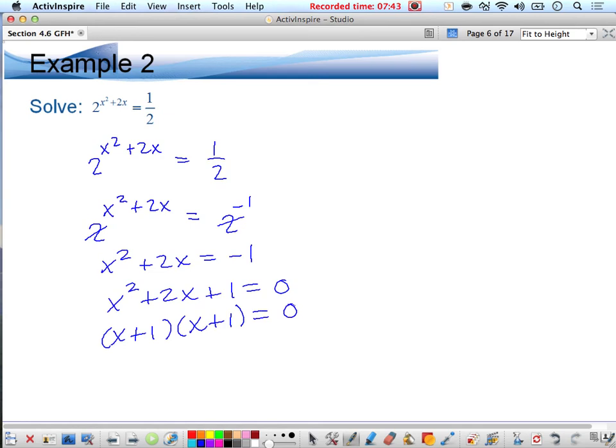And so we end up getting the same answer twice. That's called a double root, you guys. X equals negative 1. We should probably check it.